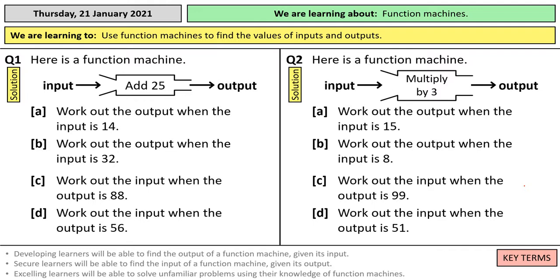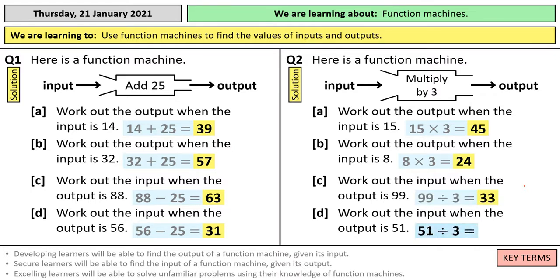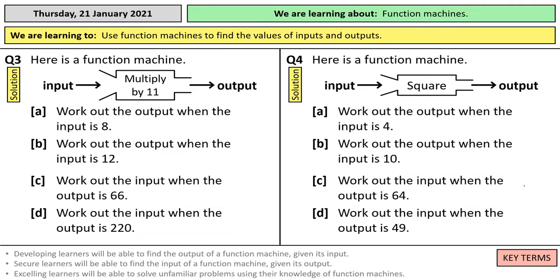Okay, let's have a look at these answers. For 1A, we're adding on 25 to 40, we've got 39. B, an answer of 57. C, we're going backwards, so we're going to be taking away 25, giving us an answer of 63. And D, same thing, working backwards, giving us an answer of 31. Question 2A, we're multiplying by 3, so we'll get a value of 45 for A, 24 for B, and then we're working the other way around, so we're dividing by 3 because it's the opposite, so we'll get an answer of 33, and D, an answer of 17. Pause this video and have a go at these two other questions.